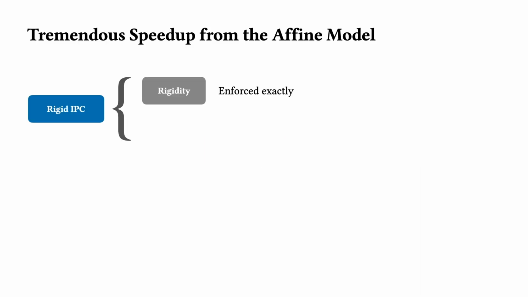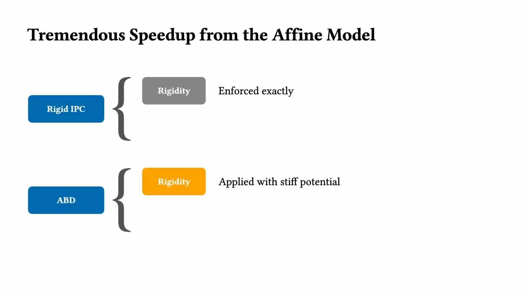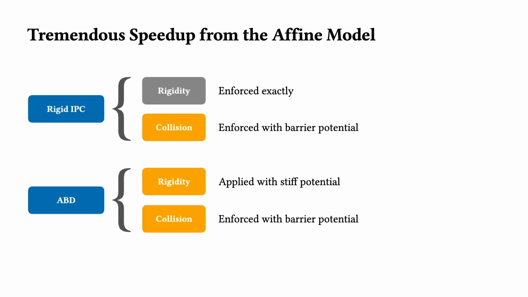While rigid IPC and other traditional rigid body methods treat stiff materials by enforcing rigid motion, ABD instead applies compact affine coordinates with a stiff rigidity potential. When combined with barrier potentials for contact handling, this choice ensures that trajectories are piecewise-linear, and so allows ABD to employ efficient and robust linear CCD methods to ensure non-intersection.